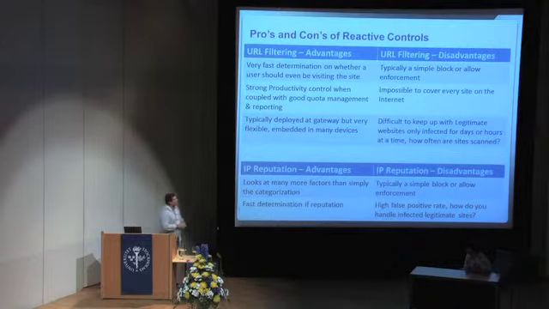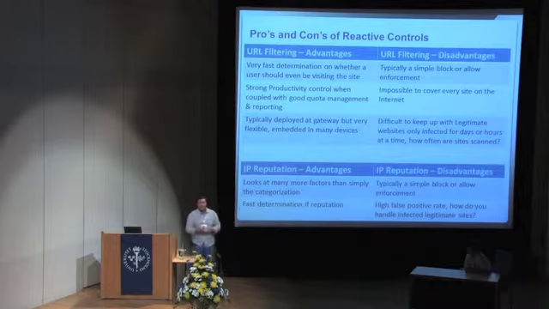It's impossible to cover every single site on the internet. Kind of a big place. That's kind of like the no-brainer point on this slide. It's difficult to keep up with legitimate websites when they're being infected, especially if they're only infected for hours or days at a time. How often is the actual URL categorization coming back and rescanning that site to find out if it's infected, or if it's changed its category, or what actually might be happening? So URL filtering certainly has its limitations as well.